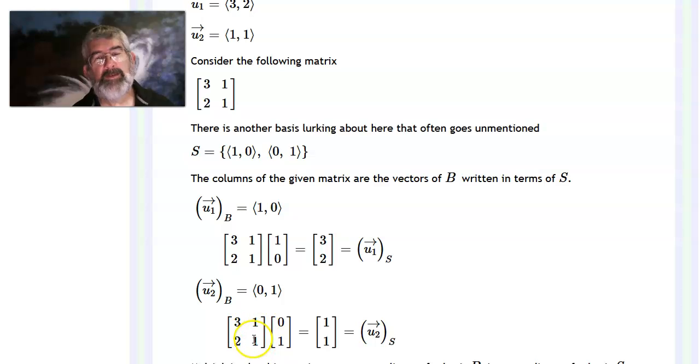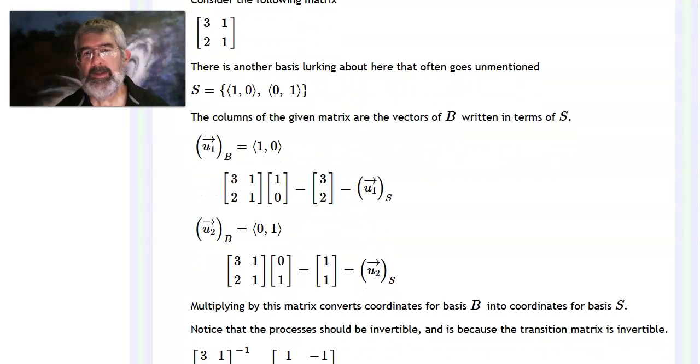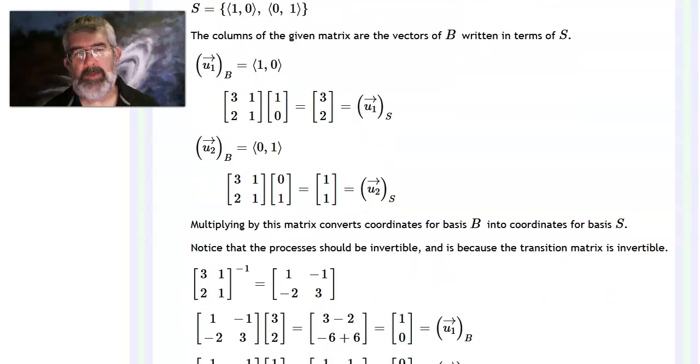So multiplying by this matrix is converting base B coordinates to standard coordinates. And I claim that this process is invertible in that I could say, well, I want standard coordinates converted to basis B coordinates. And, well, wouldn't that be just the same as multiplying both sides of this by the inverse of this matrix? And this matrix happens to be invertible. I can see the determinant is 3 minus 2, the determinant is 1. In fact, I can even write down what the inverse of that matrix is.